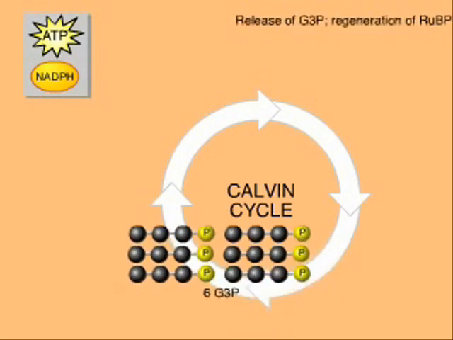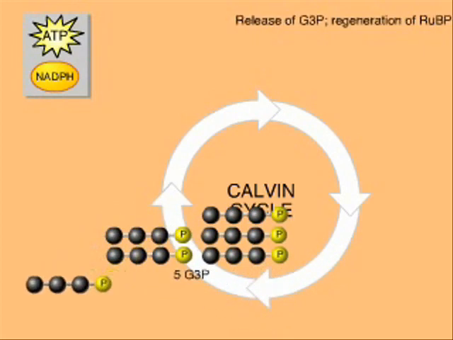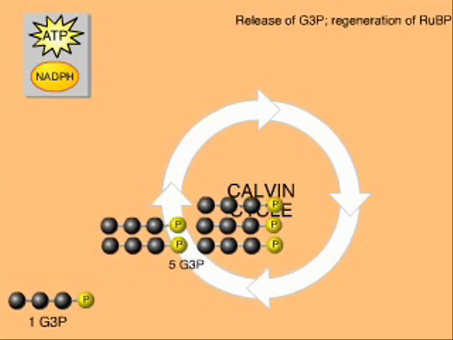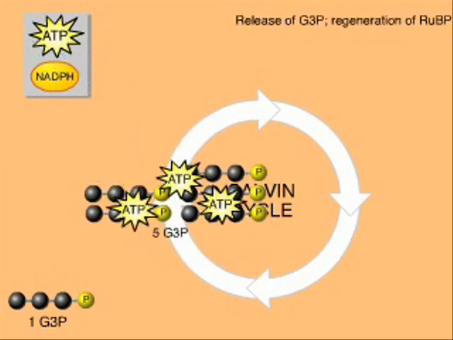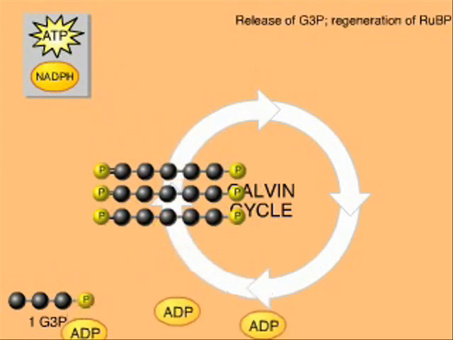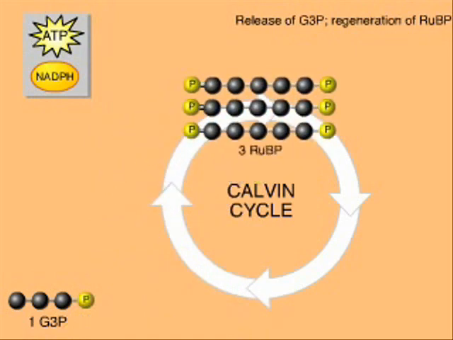1 G3P molecule represents the 3 carbon dioxide molecules fixed so far. The other 5 G3Ps are reshuffled to regenerate the original RuBP molecules. To summarize, so far the Calvin cycle has used the energy of the light reactions to reduce 3 molecules of carbon dioxide and produce 1 molecule of G3P.